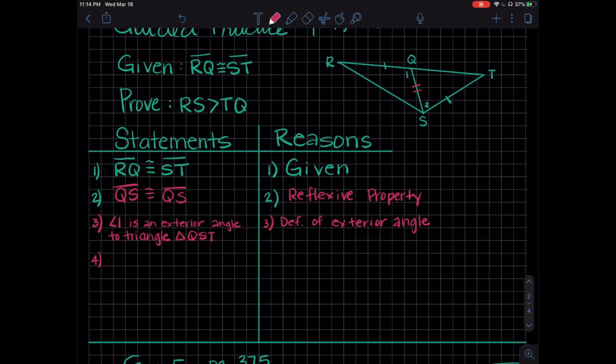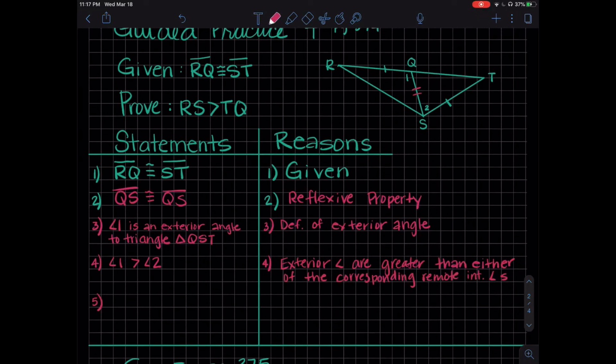Step 4, that means that angle 1 is greater than angle 2, because an exterior angle is greater than either remote interior angle. If an angle is an exterior angle of a triangle, then its measure is greater than either corresponding remote interior angle.